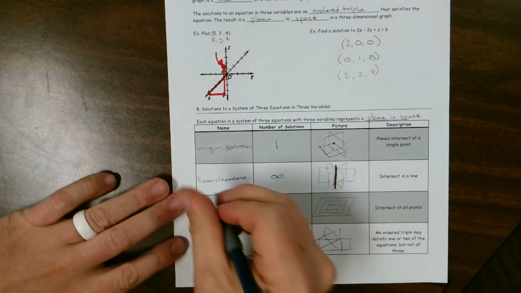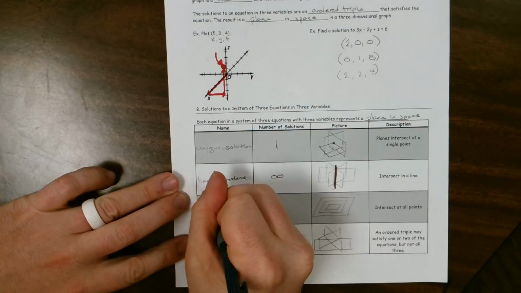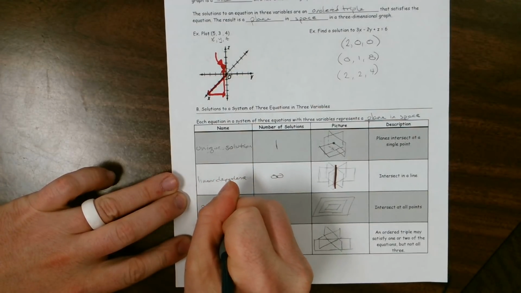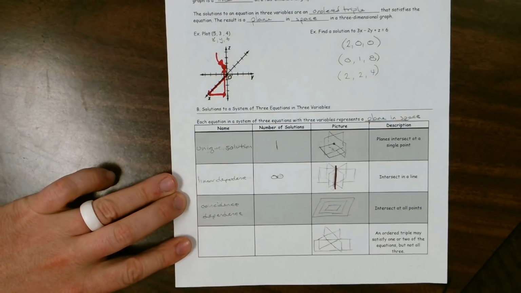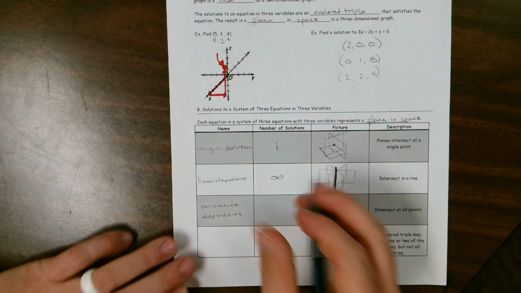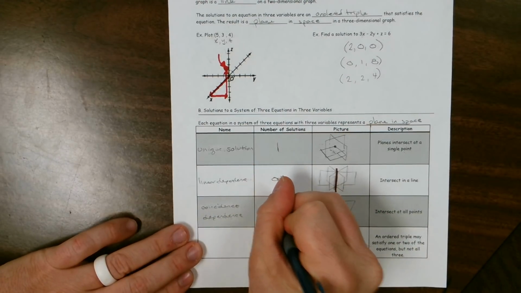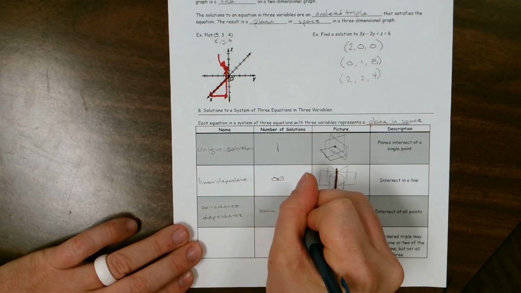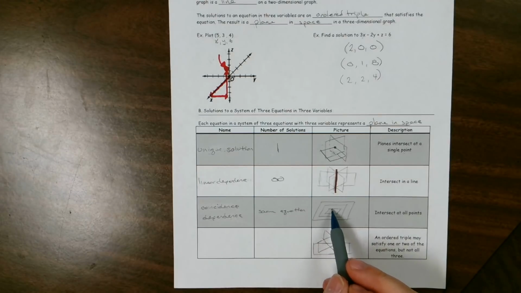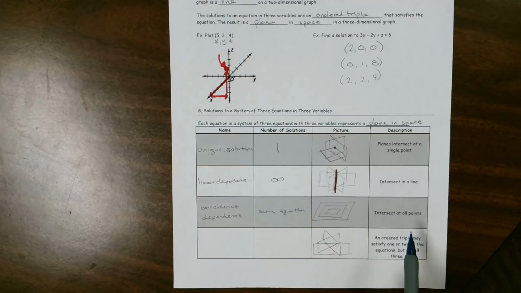If we have coincident dependence, we have essentially three planes that are all the same equation, meaning they're laying on top of each other. So each plane is essentially a different scale factor of itself, and it intersects at all points.